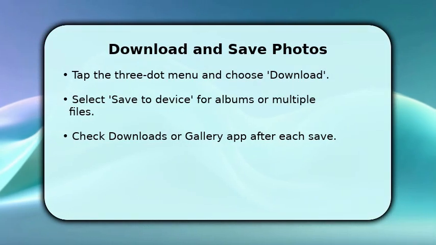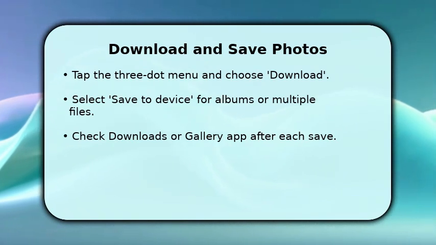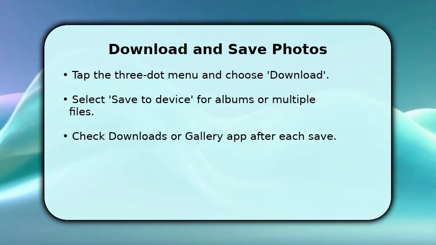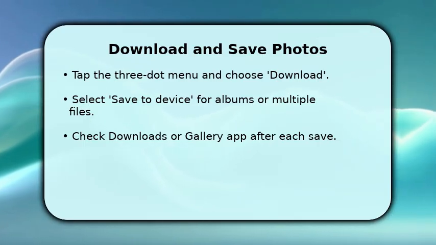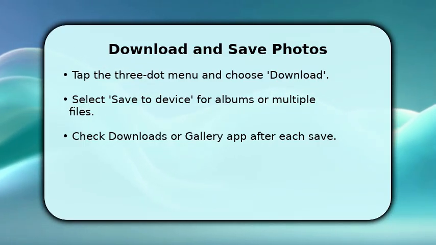Now you'll download the selected items. Tap the three-dot menu in the upper right and choose Download or Save to Device. That writes a local copy to your gallery. For multiple images, you select then Download. The app creates a Downloads folder if needed.